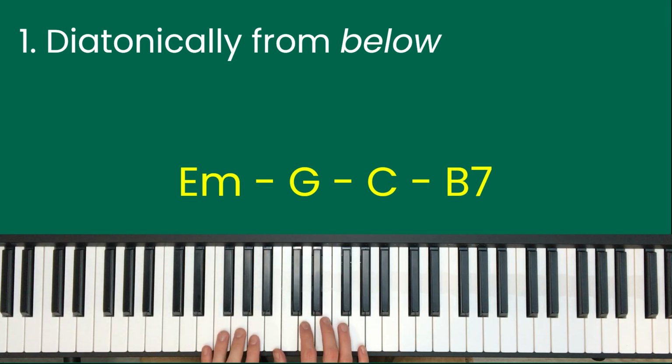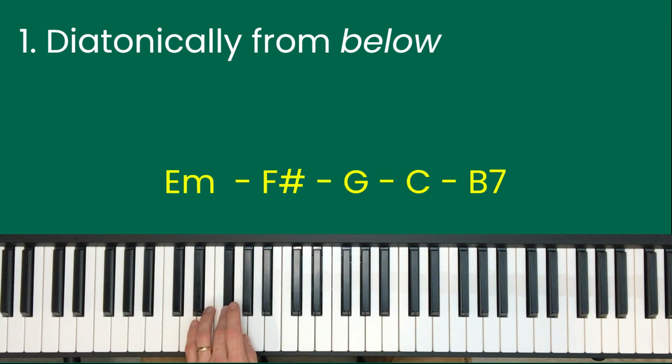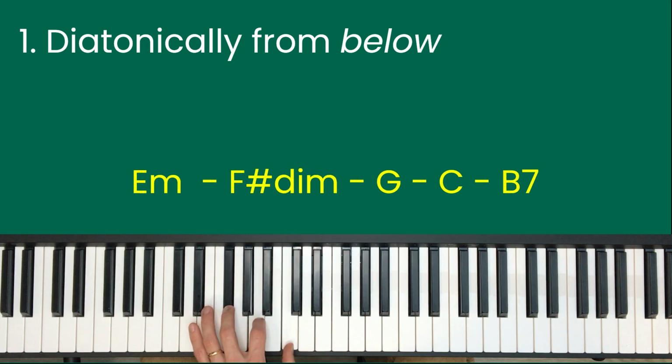If we've got our first chord, E minor, and we want to get to G, we're approaching the G chord diatonically from below. That means it's coming from the F sharp. Now, in the key of E natural minor, F sharp, when we harmonise it, is actually F sharp diminished. So our passing chord will be F sharp diminished. We'll go from E minor to F sharp diminished. So we're using that chord to connect E minor to G.